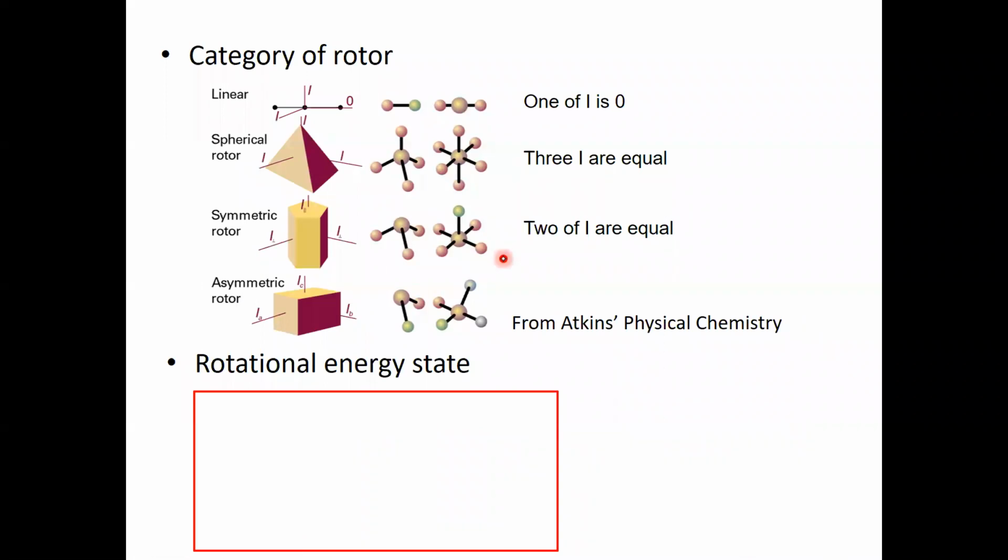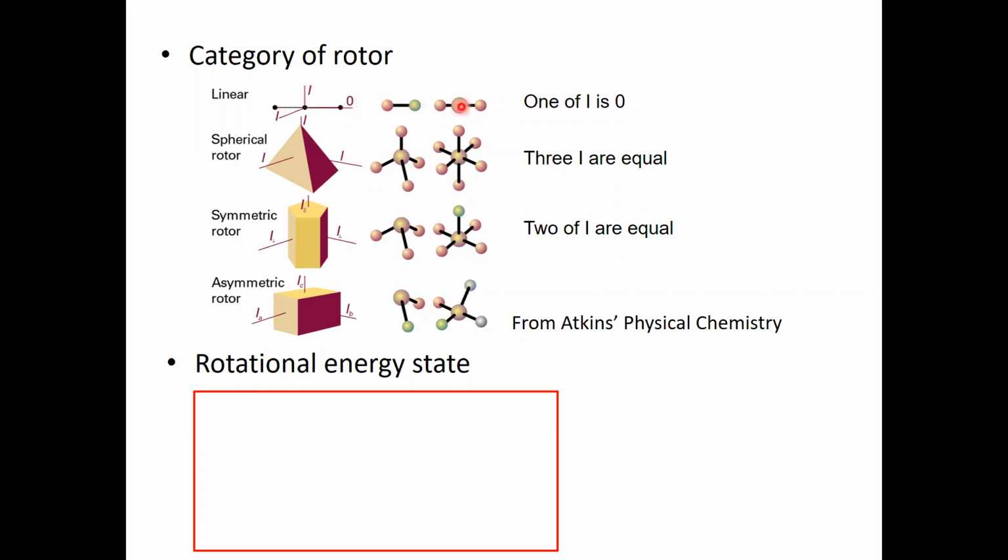Then now you can calculate the rotational energy, and what kind of rotor you could have, as shown here. Here are the examples, and there are several different types of rotors, and also depending on the rotational axis, even for a single molecule, you have different inertial moments, meaning different types of rotational energy.